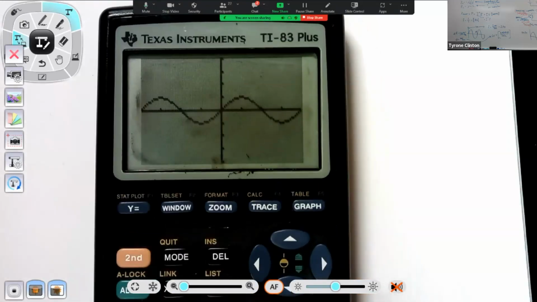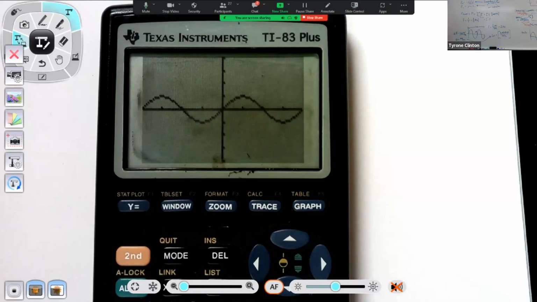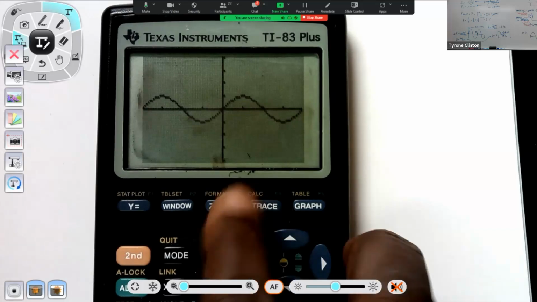So I'm using a TI-83. If you don't have a graphing calculator, there's a bunch of them online. I even believe TI has their own downloadable calculator. There's a bunch of them that all do the same thing. So here's a sine graph. Most of you should be familiar with that.